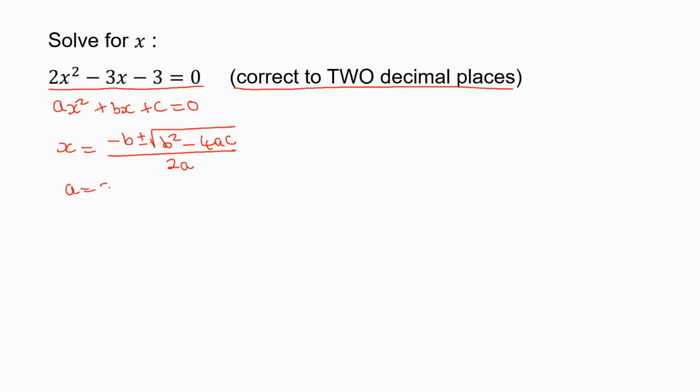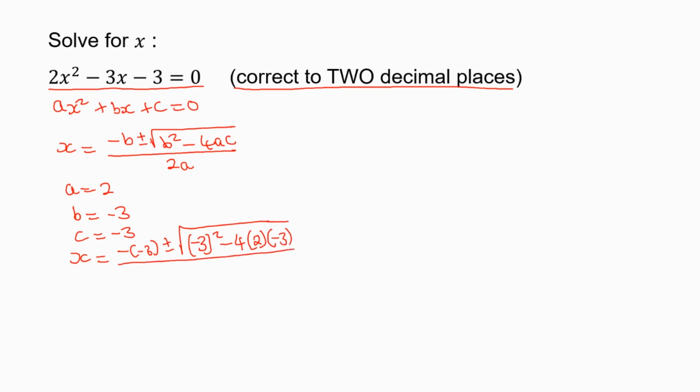So a is equal to 2, b is equal to negative 3, then c is equal to negative 3. You see that? And then let's substitute into the formula. X is equal to negative b. So b is negative 3. So it's going to be negative 3 plus or minus the square root of b, which is negative 3, so negative 3 squared, minus 4. Our a is what? A is 2. And then c is negative 3. Okay, it's negative 3. And then all this over 2 times a, and then a is 2.